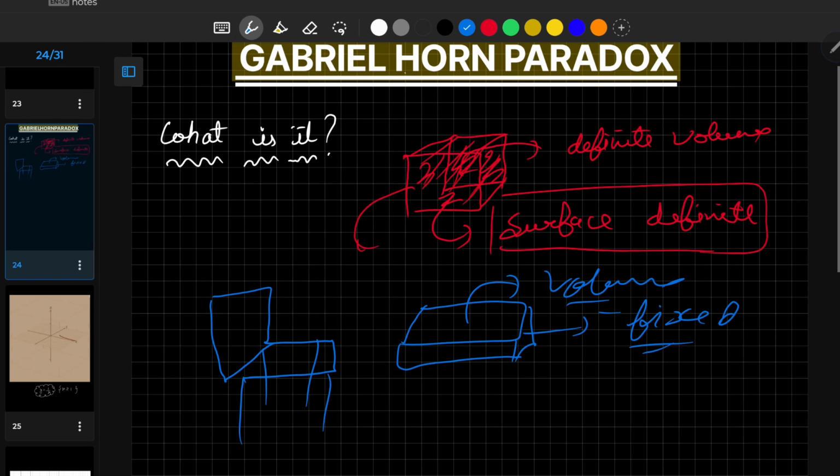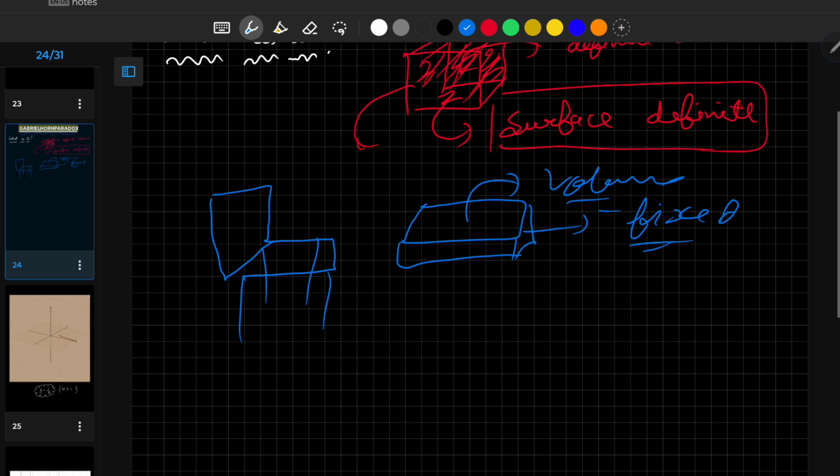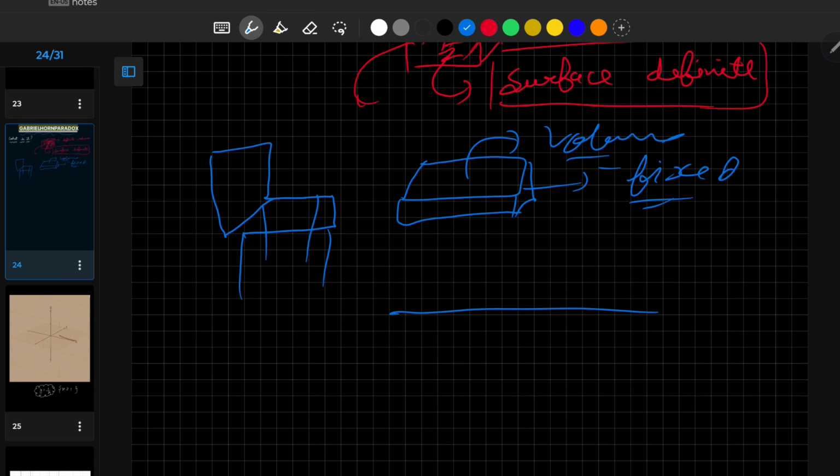But here comes the Gabriel Horn paradox, a geometrical figure according to which it has a fixed volume, but it doesn't have a fixed surface area. Meaning it doesn't have a finite surface area. If I am going to paint its outer surface, I don't have enough paint to paint it.